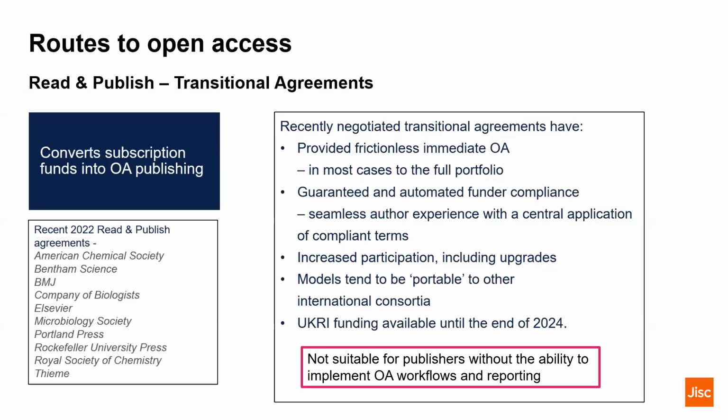So route 1, the most popular transformative agreement model is definitely read and publish, wherein this converts subscription payments into funds for OA publishing. Institutions will pay an agreed amount with a publisher and then split it up into two different components, read and publish. In exchange, authors can publish their articles open access without paying any additional APCs. And then on top of that, institutions and their readers can gain read access to the journals.